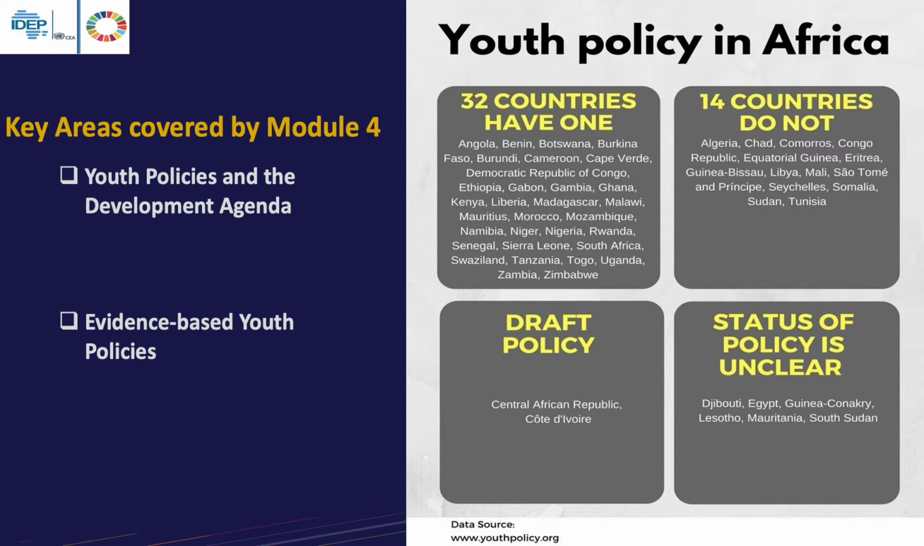The Central African Republic and Cote d'Ivoire have draft policies in place. For Djibouti, Egypt, Guinea-Conakry, Lesotho, Mauritania, and South Sudan, we're not too clear as to the status of their policies. So you've seen that 14 countries do not have policies for young people, and for these 6 countries the status of their policy is not clear. We need to undertake intensive advocacy and reach out to partner organizations in these countries to see how they can take the lead on this as we prepare to celebrate the 2021 International Youth Day on August 12th, so that this becomes a key issue brought to the front burner of discussions around Youth Day this year in these countries.